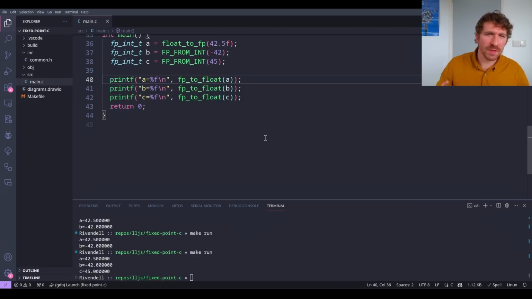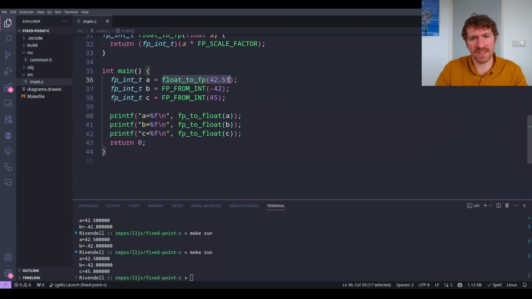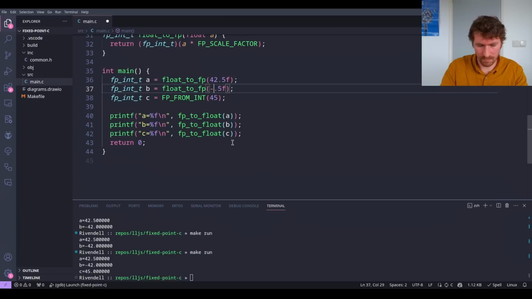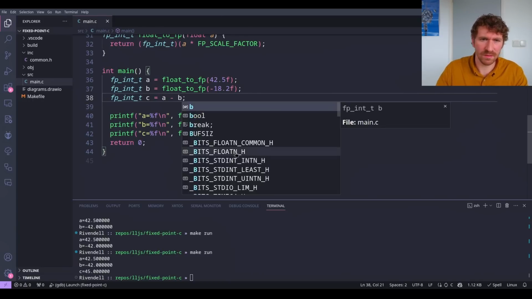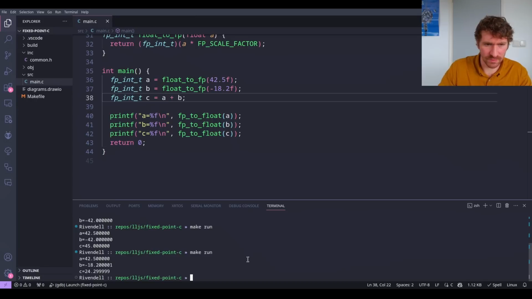Let's think about doing some operations on this number. That's what's important. If we can't do operations, we can't do anything. So let's try to make these numbers a little bit more interesting, and we'll do some operations on them. So let's make b minus 18.2, and c is going to be a plus b. What do we think that this is going to come out as, right? Is this going to come out as what we expect? Well, let's just run it.